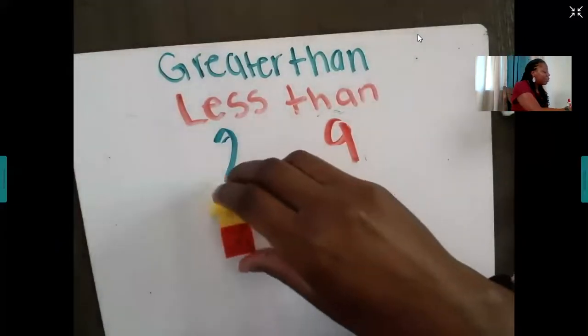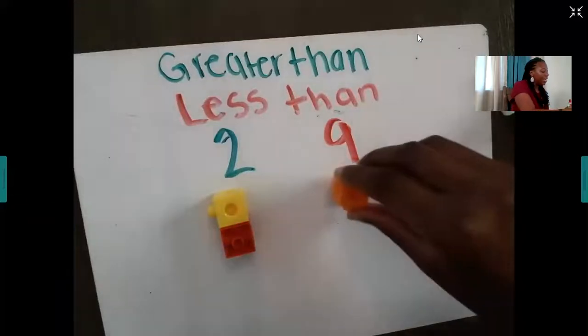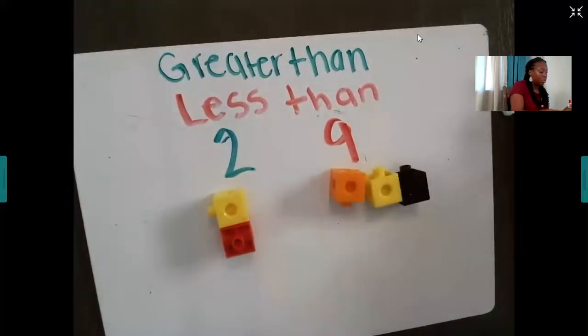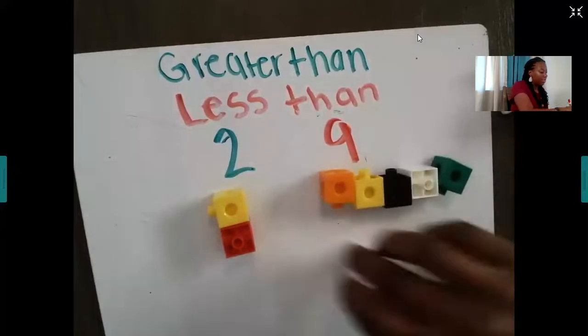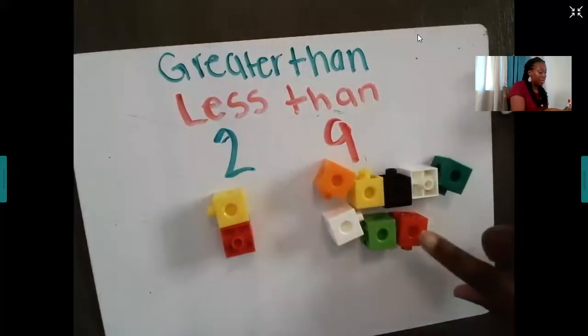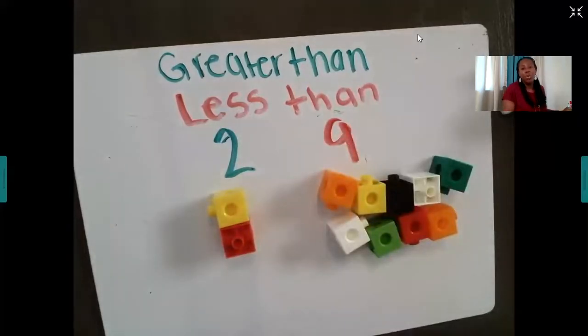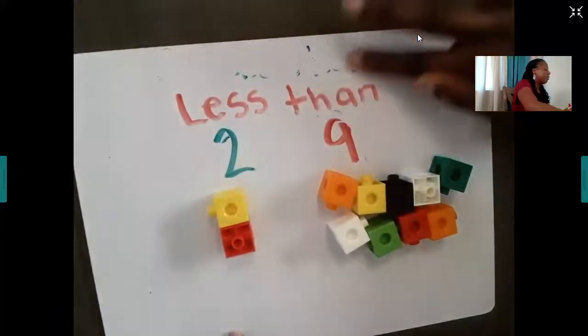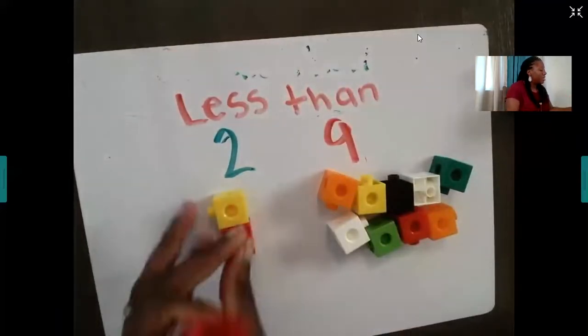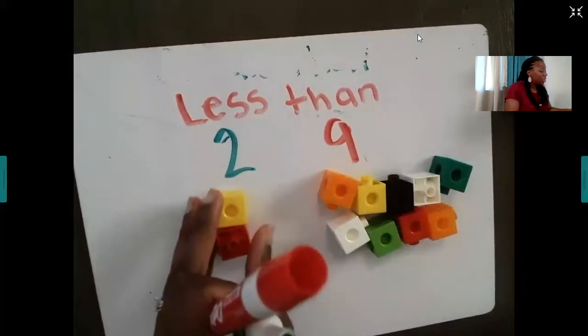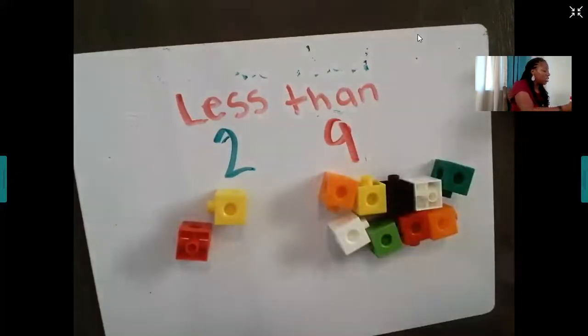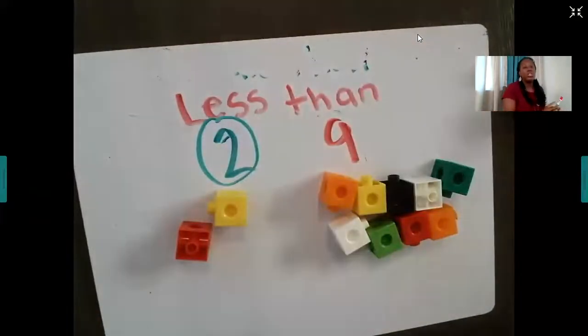Let's take a look. Here's 2 cubes. Then let's put 9 here. 1, 2, 3, 4, 5, 6, 7, 8, 9. Which number is less than? We're looking for the less than now. 2 is less than because look, it's much smaller. There's only 2 cubes here, and here we have all these cubes of 9 over here. So I'm going to circle the 2 because 2 is less than 9.